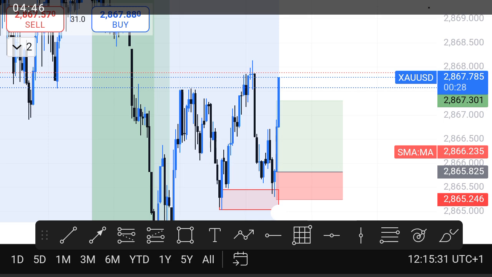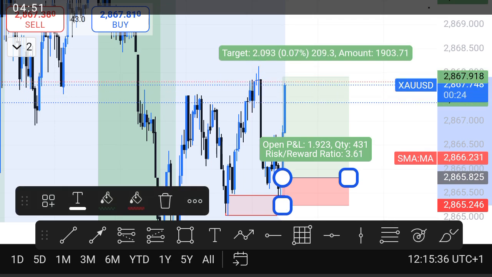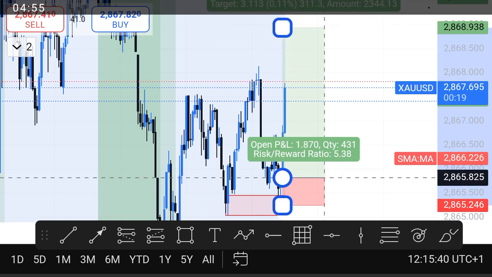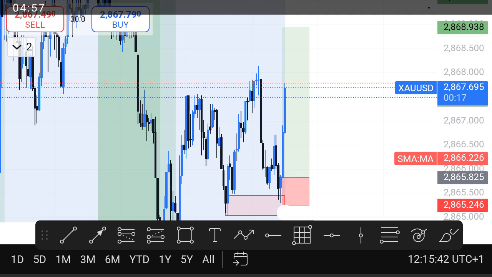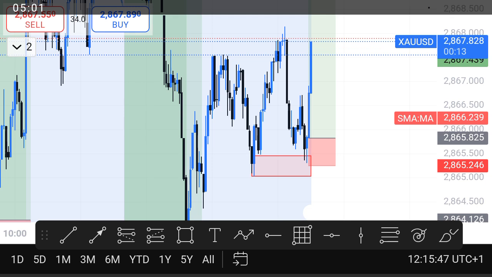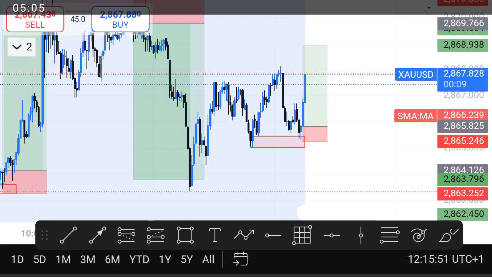You can see how price is just buying. This have already given me about 3.6 R. Assuming I'm on the chart right now, I would have taken this trade, but due to the fact I want to share this strategy with you, you can see how price have been buying. Now you can see price have been just flying up. You can see it for yourself.